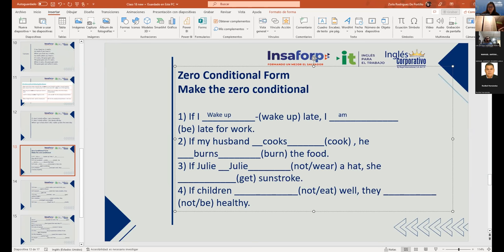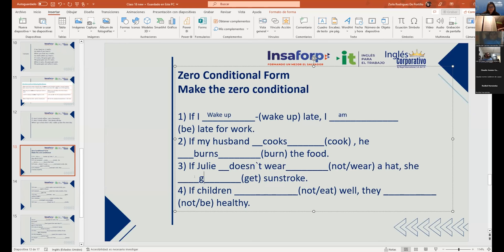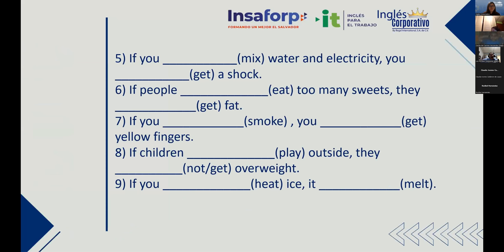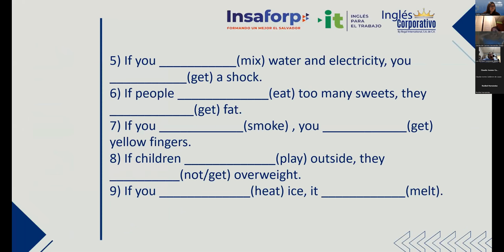Ay, Julie. If Julie doesn't wear a hat, she gets sunburned. If children don't eat well, they aren't healthy. Vamos a ver, number five.